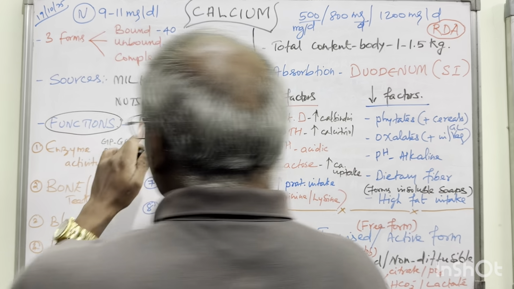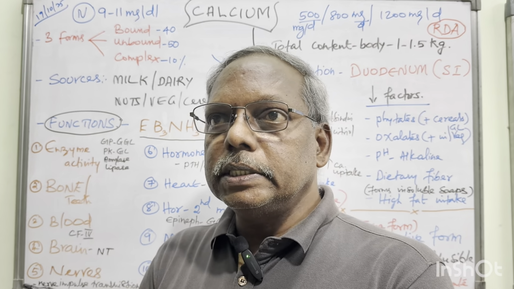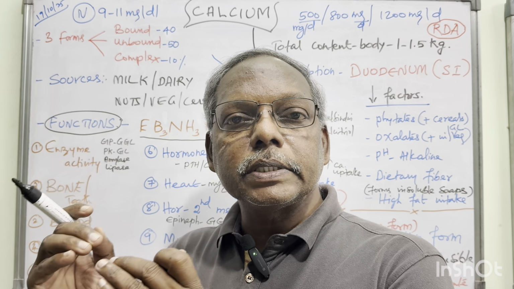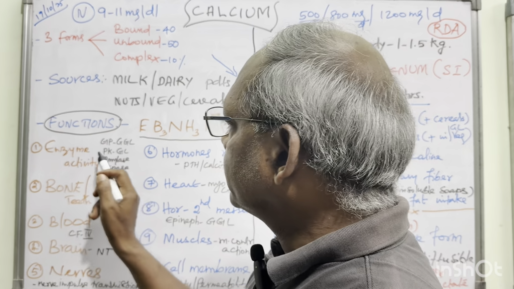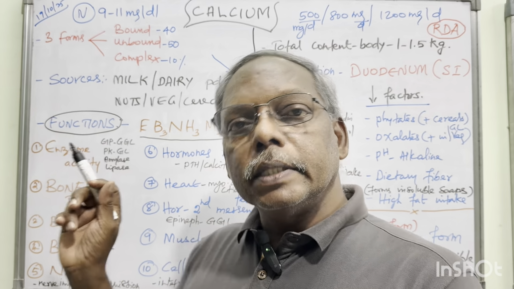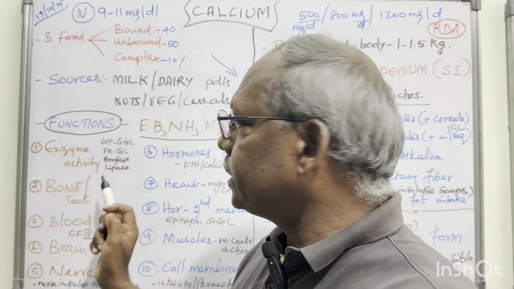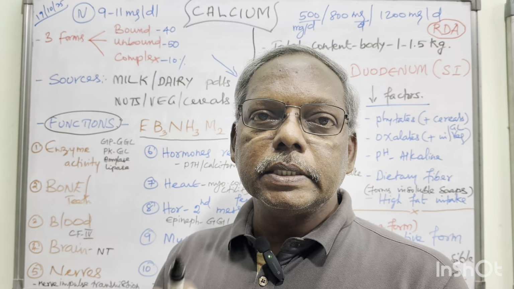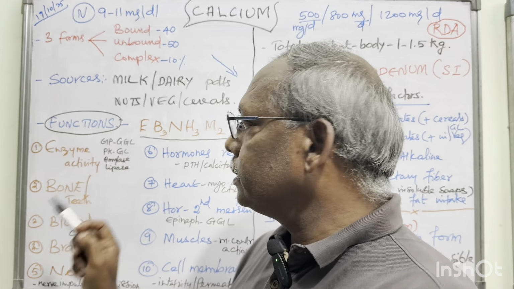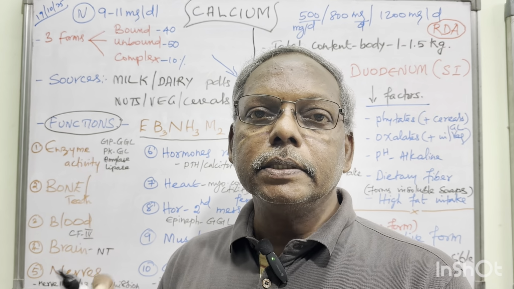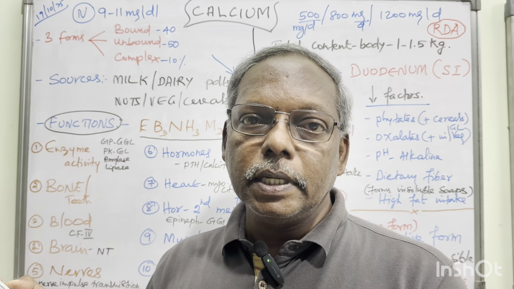So first one is E. E means enzymes. Here some enzymes get activated only with the presence of calcium. Without calcium, they won't be active. I am giving only 2 or 3 examples, which is enough for your enzymatic activity for calcium. That is glycogen phosphorylase in glycogenolysis, pyruvate kinase in glycolysis, amylase and lipase. These enzymes need calcium for their activity.